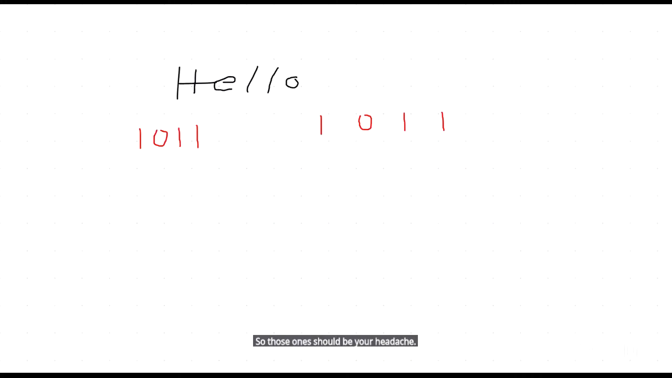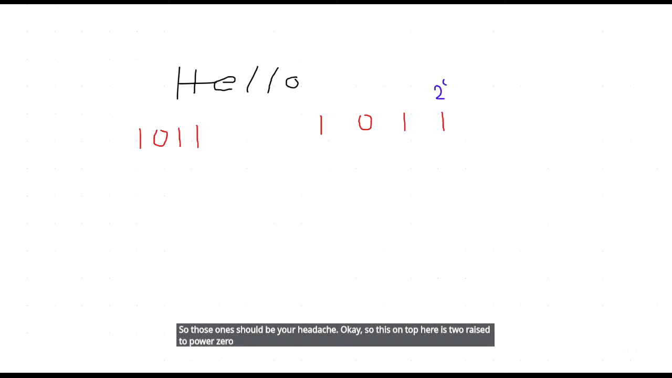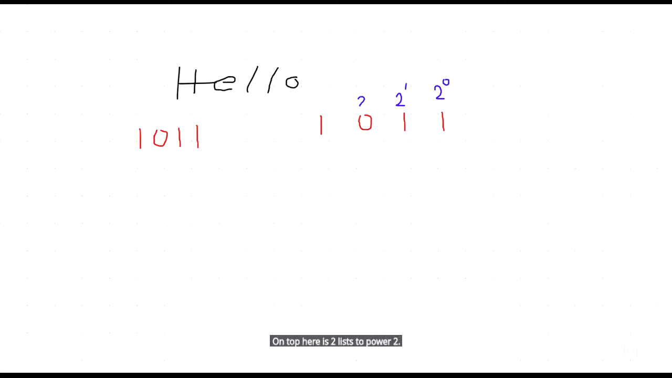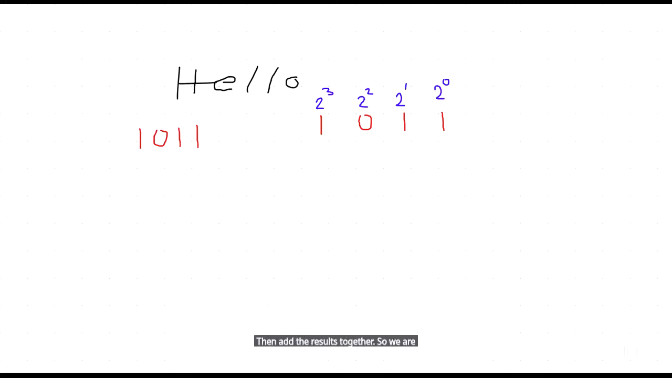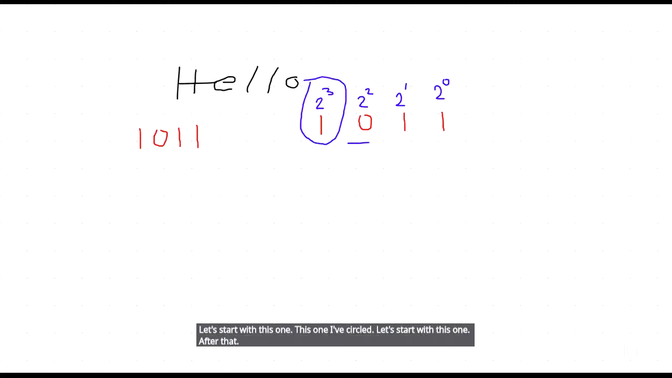So this on top here is 2 raised to power 0. On top here is 2 raised to power 1. On top here is 2 raised to power 2. On top here is 2 raised to power 3. So we are multiplying each of these binary digits by the corresponding power of 2, then adding the results together. Anywhere you want to start. Let's start with this one, which I've circled. After that, we do this. After that, we do this. After that, we add.